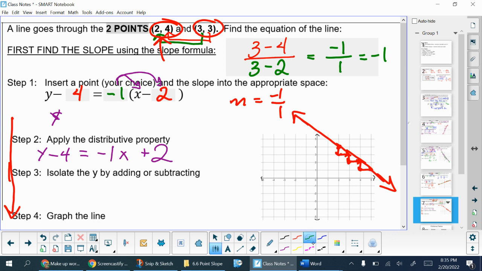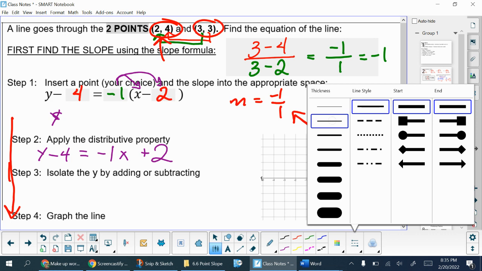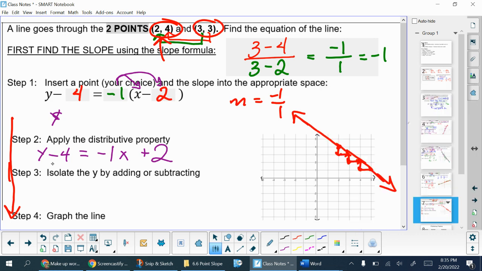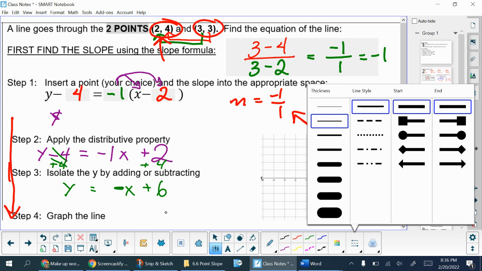Last one here. I'm going to isolate the y now. And so I've got this -4 that I want to get rid of. I'm going to add 4 to both sides. y equals -1x. Well, 2 plus 4 is 6, so +6. And then the only other thing here would be that this -1, we don't usually write -1. We usually just write negative. So y equals -x plus 6. And when we go to graph that, that means 6 is the y-intercept.